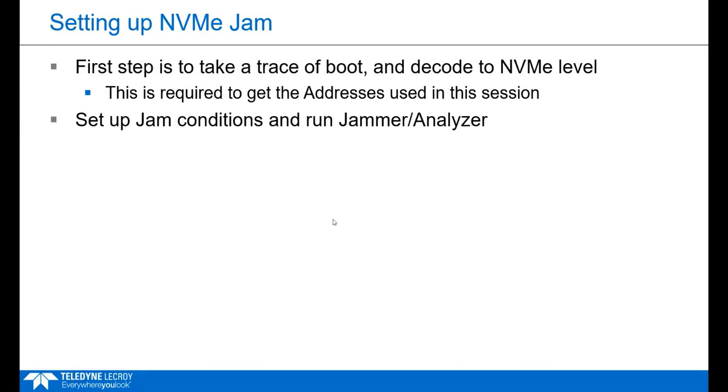So how would you set up an NVMe jam? The first thing you need to do is take a trace of the boot and decode the NVMe level. The addresses that are used in NVMe are only assigned at boot time, so you need to capture those first of all. Then you want to set up the jam conditions and run the jammer analyzer. It's going to be very similar to what it is for PCI Express, as you'll see in a moment.